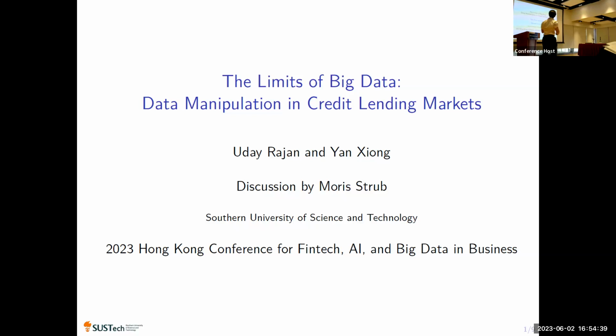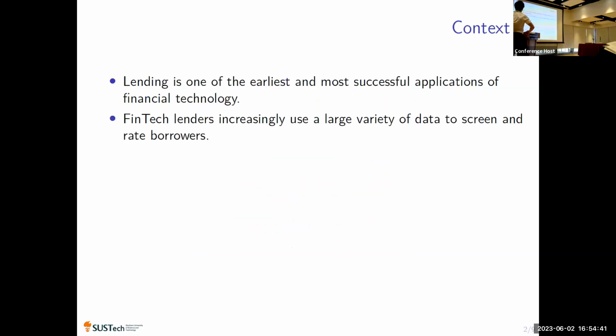So let me put this paper into some context. First, lending is one of the earliest and even most successful applications of financial technology. Depending on the restrictions and how you define fintech lending, there was an annual growth of about 10 to 20% of this industry per year over the last decade. And the overall market size is now about 150 billion US dollars globally.